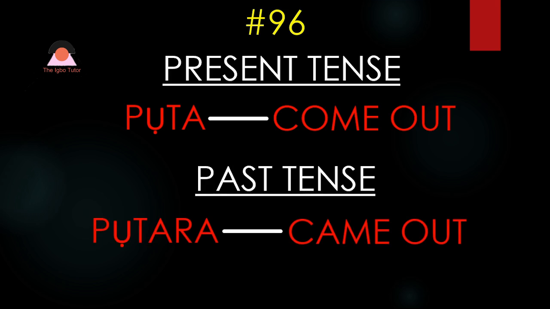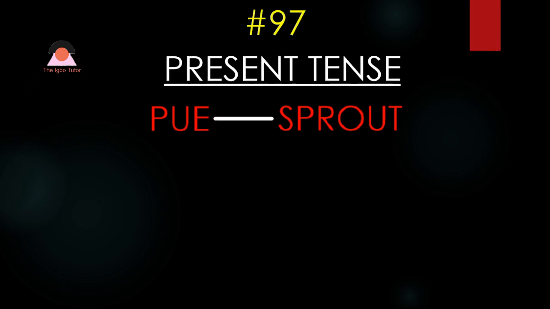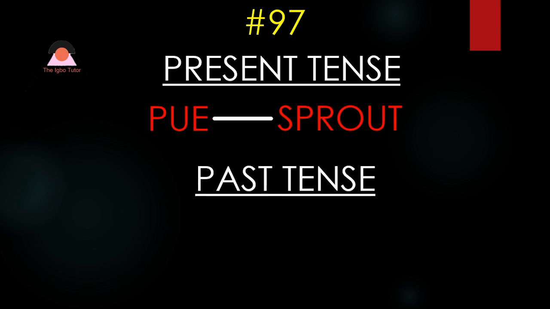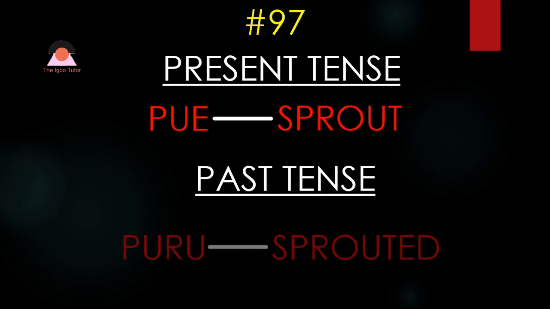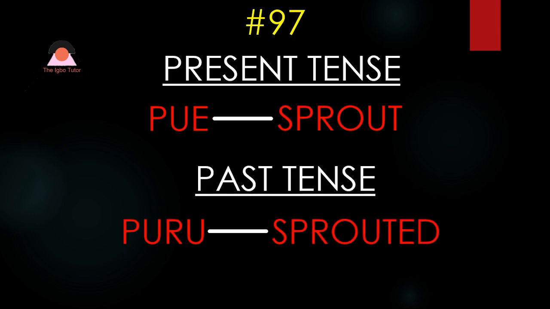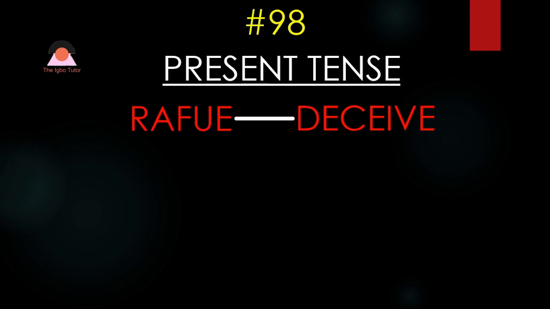Potara, came out. We are going on. The word in 97 is pue, which means sprout, as does a seed you plant in the ground. Pue, sprout. The past tense of pue is puru. Puru, sprouted. 98.